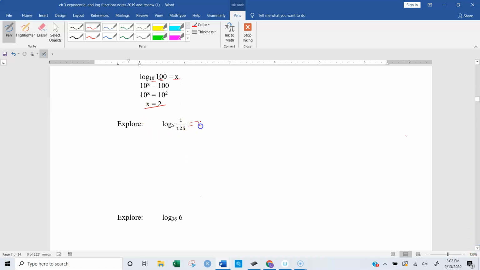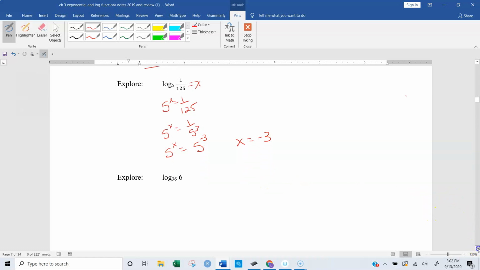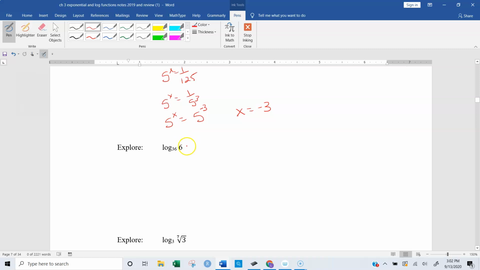So set it equal to x. We know 5 to the x equals 1 over 125. We know that 125 is 5 cubed. We need to bring it to the numerator. So 5 to the x equals 5 to the negative third. Since the bases are now the same, x must be equal to negative 3. I hope you did well. Okay, if you did not, try this one again.